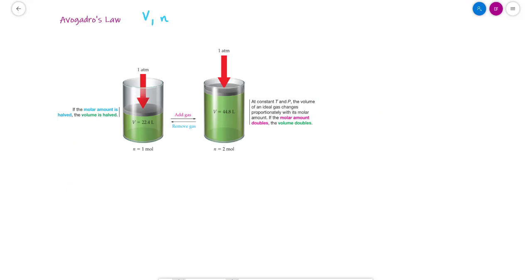All right, the third and final law we'll talk about here is Avogadro's law. Again, I don't care if you remember the name, just think about the qualitative relationship here. So it's thinking about the relationship between the volume of a gas and the amount, or the number of moles, of a gas. Again, pretty intuitive.